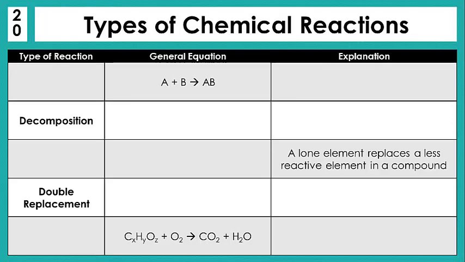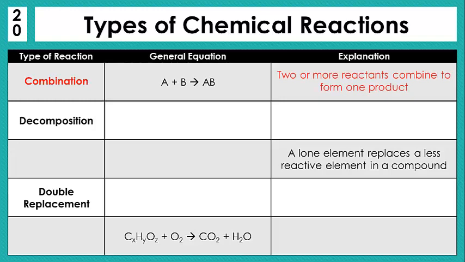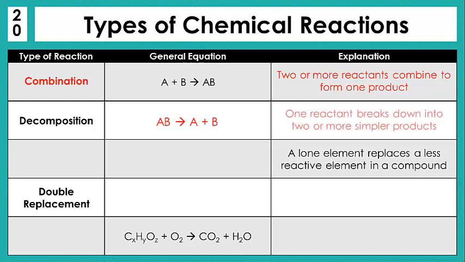Number 20 is asking us to summarize the different types of chemical reactions. So first I have A and B combine to make AB. So this is a combination reaction where 2 or more reactants combine together to make one product. Decomposition is the exact opposite, where we start with one reactant and it breaks down into 2 or more simpler products.